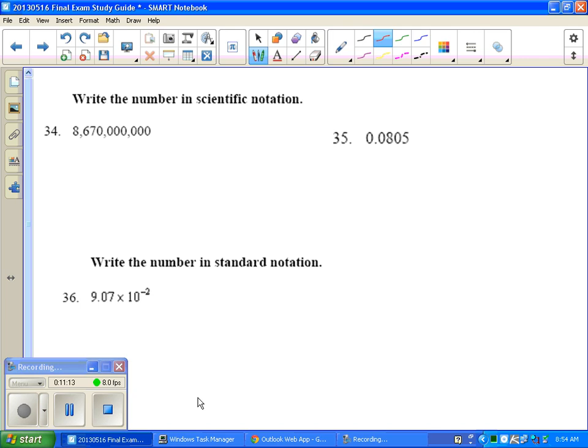34, we're doing scientific notation. Notice 34 is a great big number. 35 is a very small number. In scientific notation, your number has to be between 1 and 10. Remember, that's the key. It has to be between 1 and 10. You can't change the number. All you can do is move the decimal.